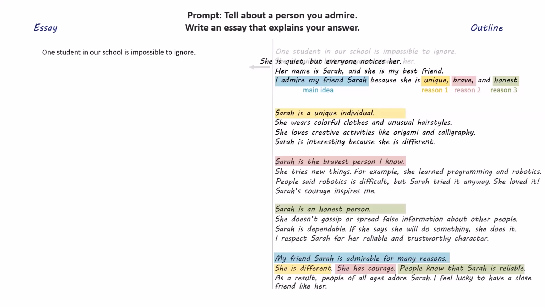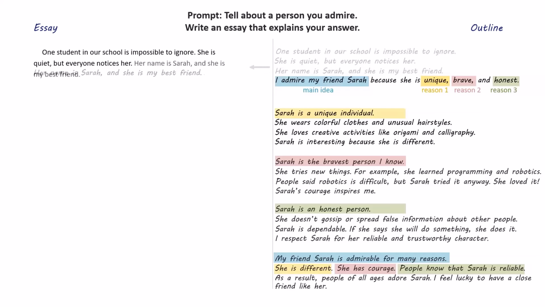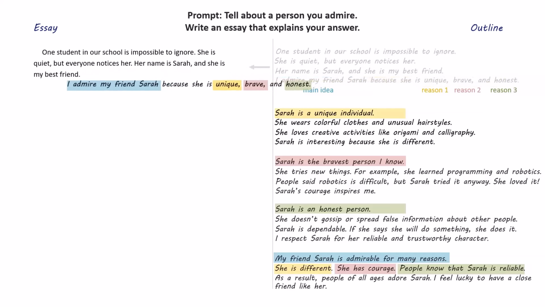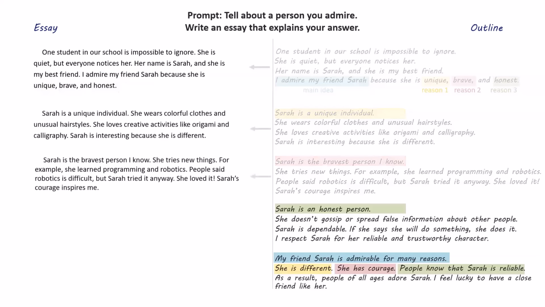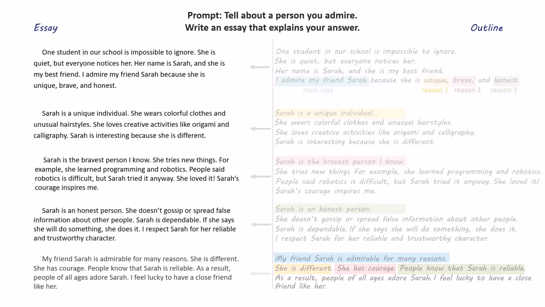Instead of putting it on the next line, put it right behind the first sentence, and we'll continue with the other sentences in this paragraph in the same way. And then we'll do the same with paragraph 2, 3, 4, and 5. And there we are. We have completed our essay draft. Of course, this is just our first draft, so we still need to proofread and edit this essay.